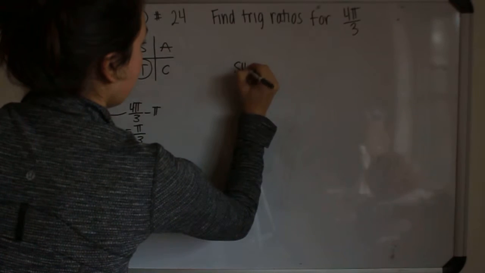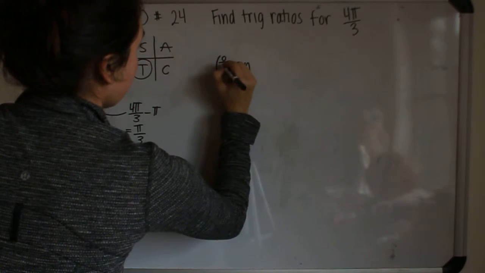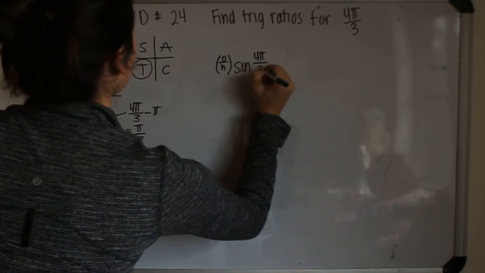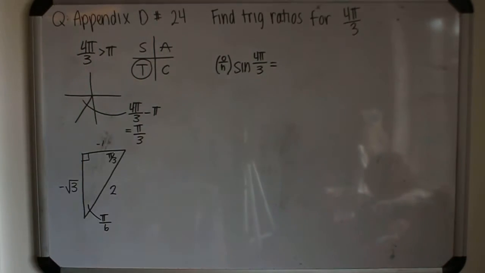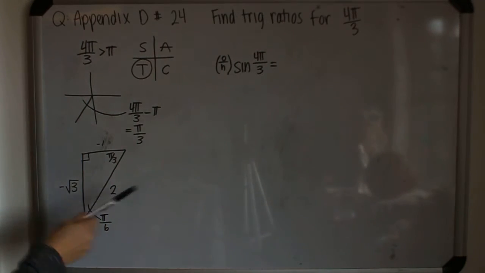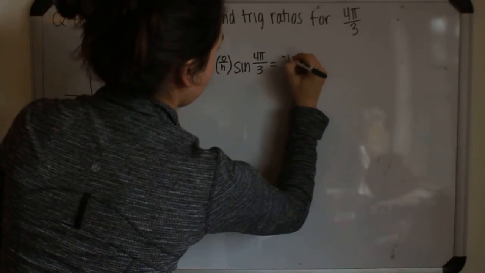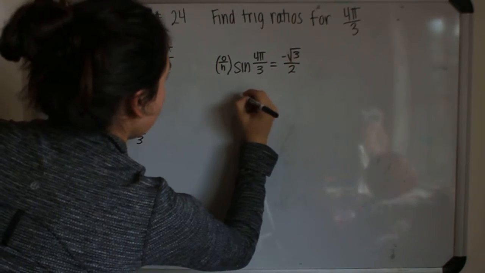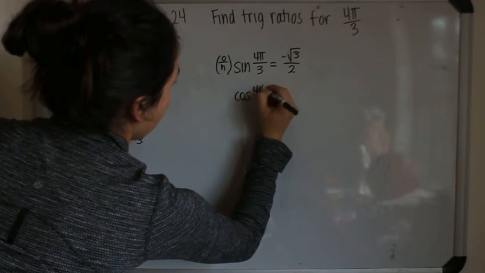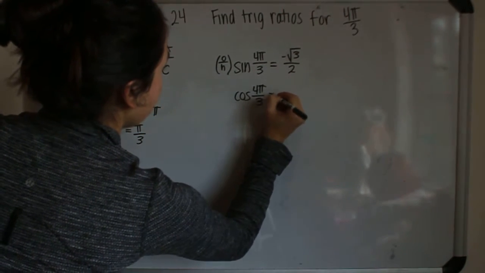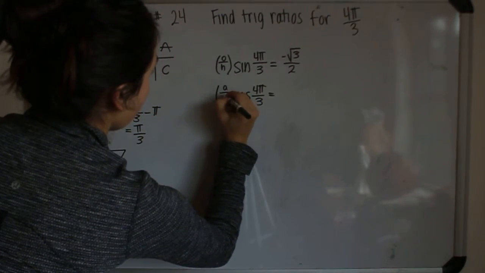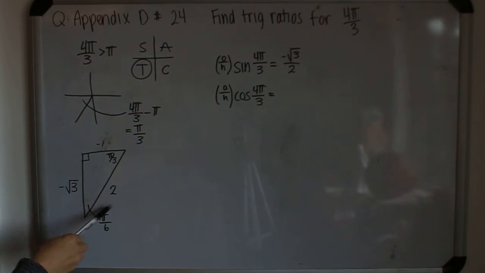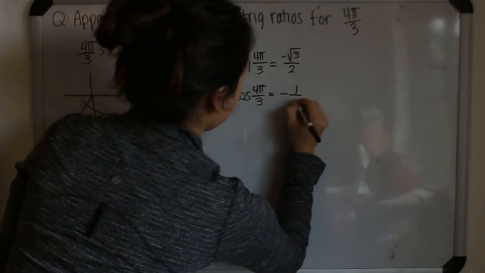So, sine, which is opposite over hypotenuse, of 4 pi over 3 is going to equal -√3 over 2. And then we have cos 4 pi over 3, which is adjacent over hypotenuse, and we'll draw a triangle, and so -1 over 2, so that gives us -1/2.